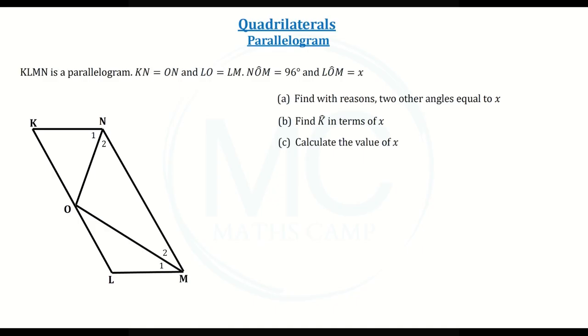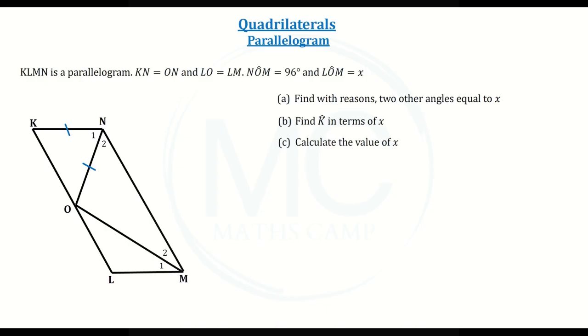Now, this question gives us a lot of information. So before we start with part A, let's mark this info down on our diagram. The first thing the question tells us is that KN is equal to ON. So let's put a small blue line on KN and a small blue line on ON to show that these lines are equal in length.